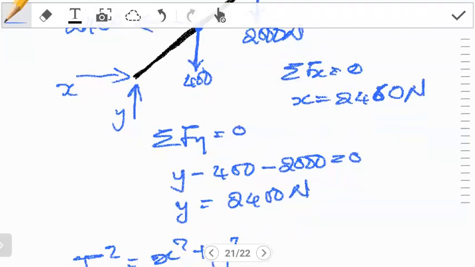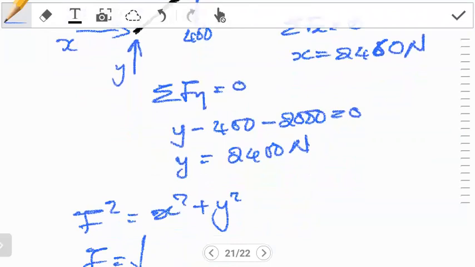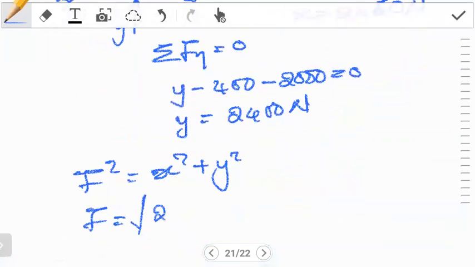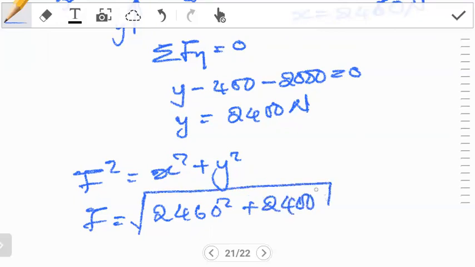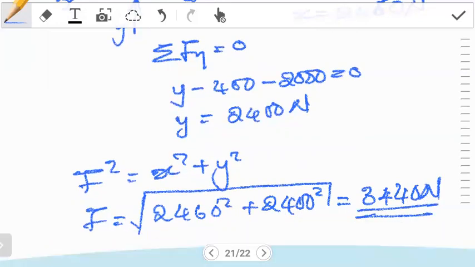So I hope you guys are able to see that clearly. So that is 2460 squared plus, in the y we have 2400 also squared. So if we work this one out, we get the total force as 3440 newtons. Okay, so this is basically how you work it out. So this gives us the force.